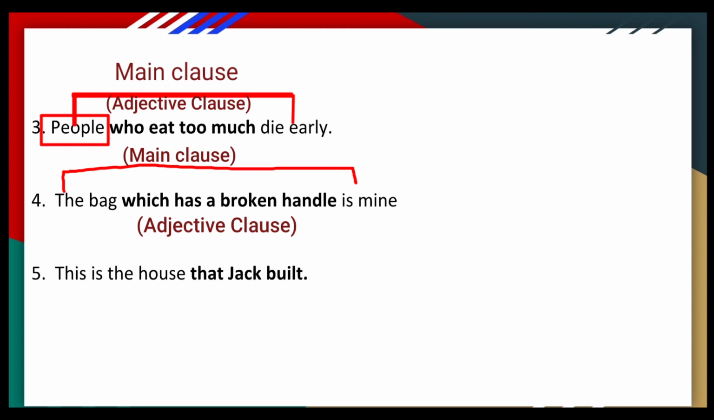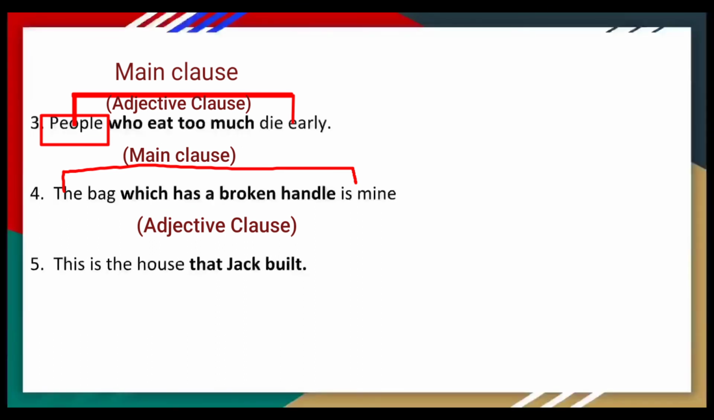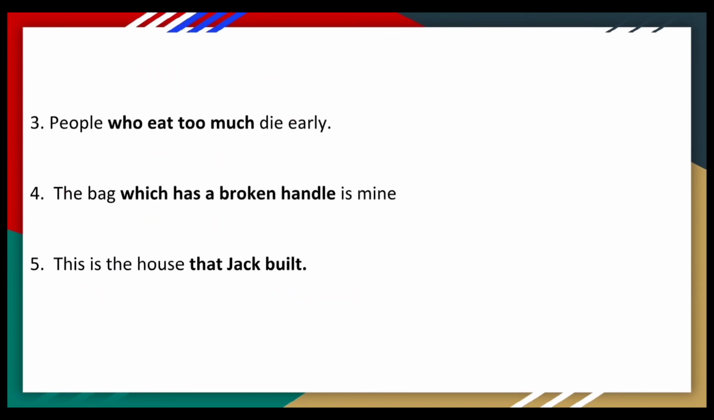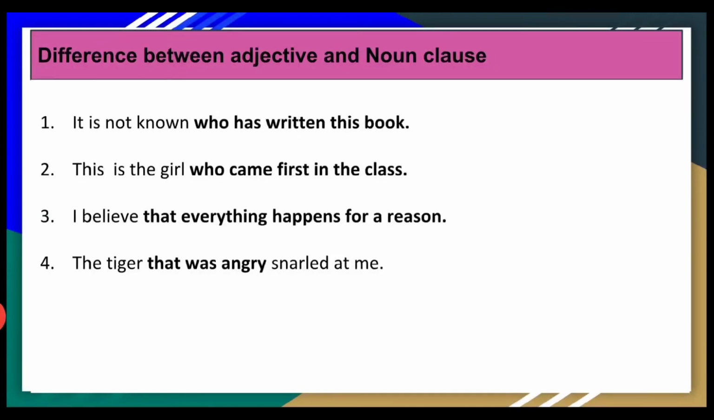adjective clause. In fifth number sentence, this is the house that Jack built. Which house? That Jack built. So, that Jack built is your adjective clause, and this is the house is your main clause. Let's see the difference between adjective and noun clause. Most of the time you are confused whether it's an adjective clause or a noun clause. We'll see what is the difference between them.